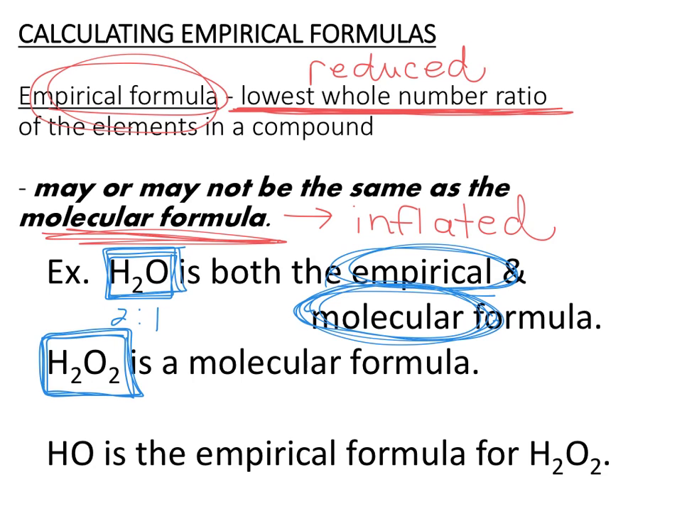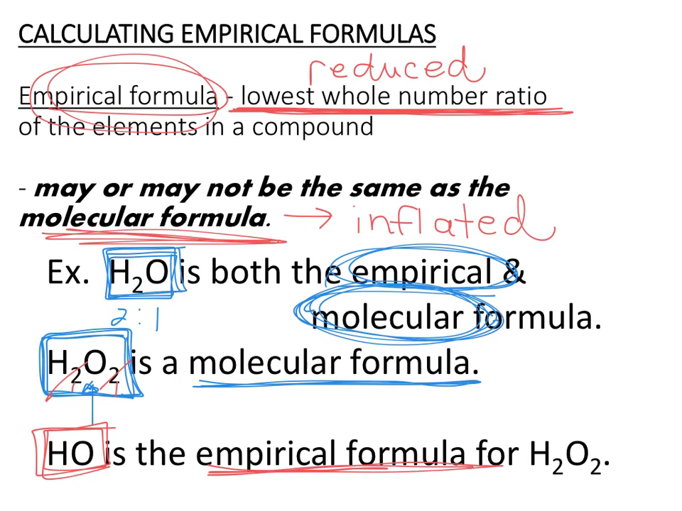So peroxide, is it in its simplest form? The answer is no. So it's inflated. It's doubled. Because it can be reduced, it's called the molecular formula. If we wanted to take peroxide and reduce it, the 2's would reduce down to a 1-to-1 ratio, and you'd end up with HO. HO is the empirical formula for peroxide. It is not the practical version that we use every day. H2O2 is hydrogen peroxide, and HO is the empirical formula for peroxide. So they are different.